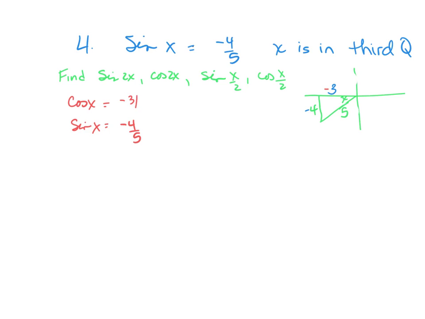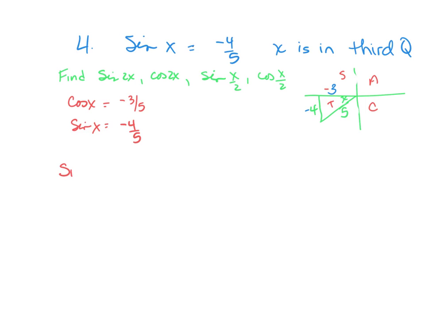How do we know it's negative 3/5? Because all students take calculus, the only positive one in that quadrant is tangent. But sine and cosine are both negative. You remember that? Don't forget what you already know. So now we're going to put them in the formula.